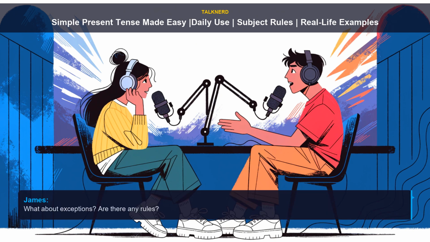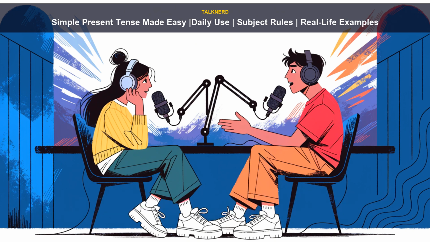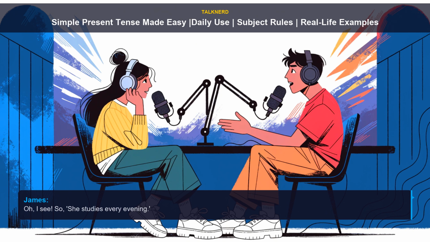What about exceptions? Are there any rules? Yes. For verbs ending in y, we change y to ies. For example, study becomes studies. Oh, I see. So, she studies every evening. Exactly. Now, let's summarize what we've learned so far. We use the simple present for daily routines, and the structure is subject plus base verb. Correct. And remember to add s or es for he, she, or it.